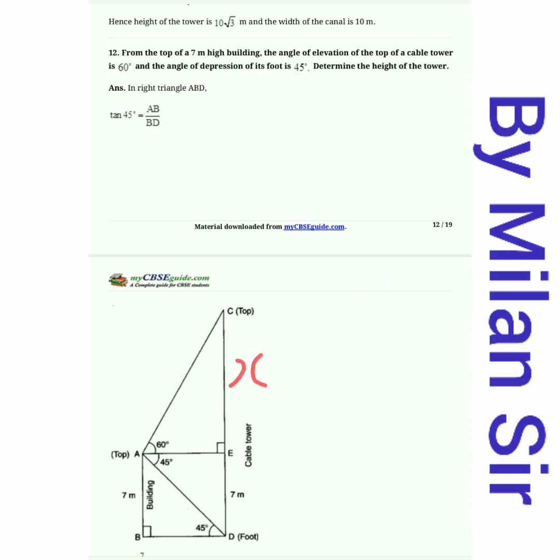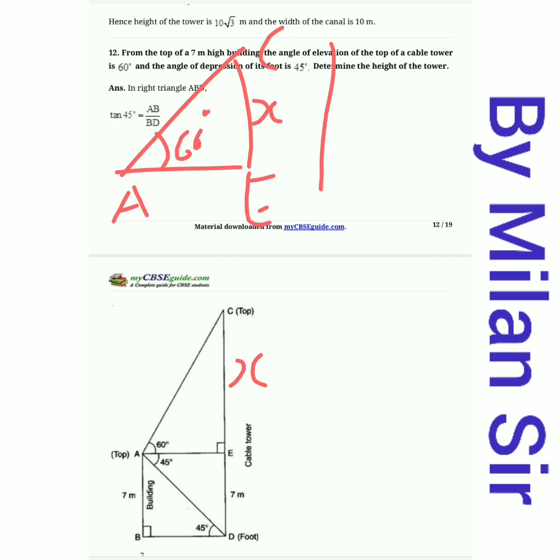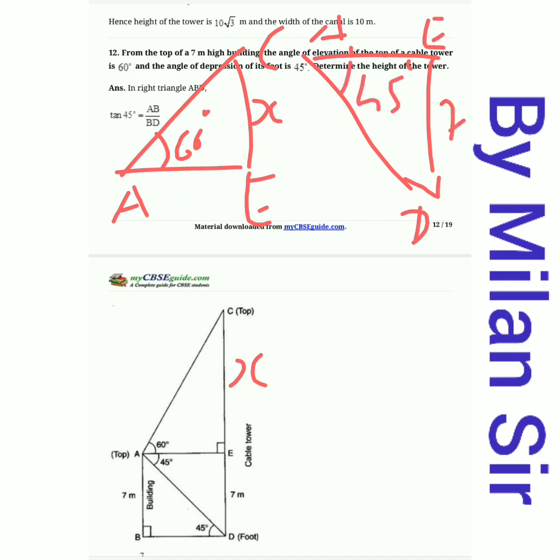Okay. Now we have two triangles. Triangle ACE has one angle of 60 degrees, and here is X. Now the second triangle: we have this outside angle of 45 degrees. Otherwise we can consider the triangle ADE, like this, right? Now in this triangle, we know DE is equal to 7, here 45 degrees. We need to find X.